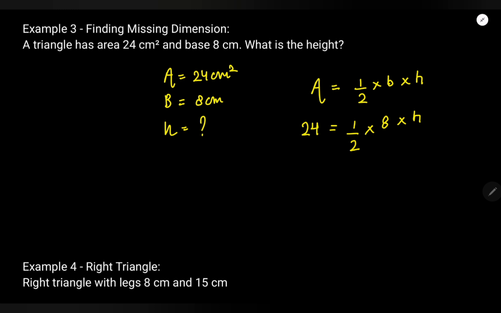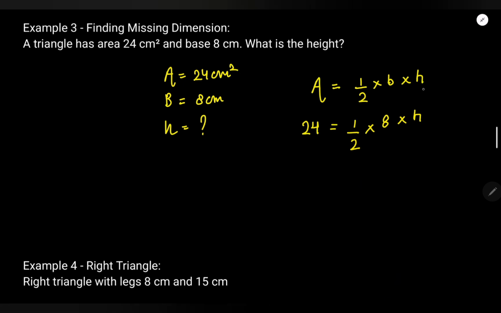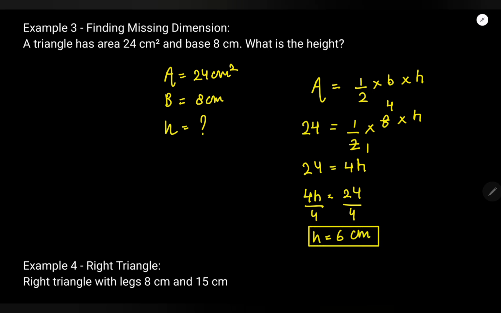I think everybody can do this. You just need to substitute the values. Area is 24, base is 8, and this is H as it is because we don't know H, right? Now if I can simplify the right hand side, I will. 2 ones are 2, 2 twos are 2, 2 fours are 8. So I just divide it. Then it is 4 times H, 4H, right? Now 24 is equal to 4H, or I can write 4H is equal to 24, right? So divide both sides by 4. H is equal to 6 centimeter, and we are done, right?